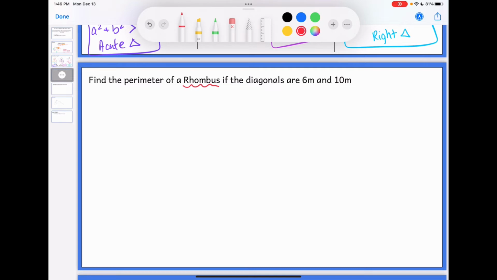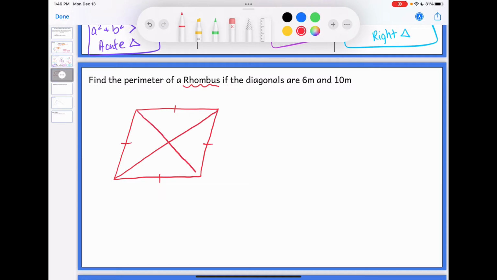Ooh, a rhombus. So you got to dig back in the archives and remember what a rhombus is from chapter 5. So if I recall, I know the defining factor of a rhombus is that all sides are congruent, right? Okay, so if I find the length of one side, I can multiply it by 4 to find the perimeter. Now this also says something about the diagonals. What do I know about the diagonals of a rhombus? The diagonals of a rhombus are perpendicular bisectors of each other. So both diagonals are bisected and they are perpendicular.